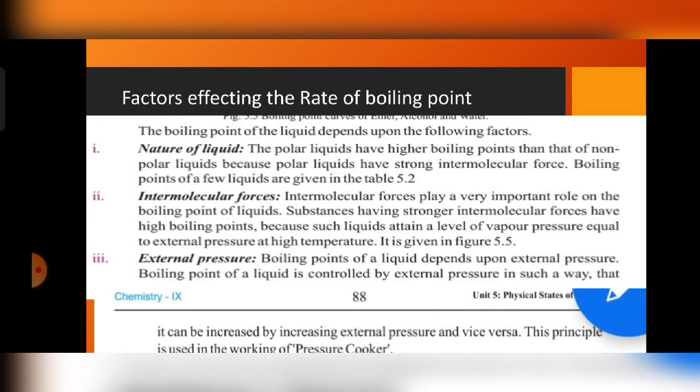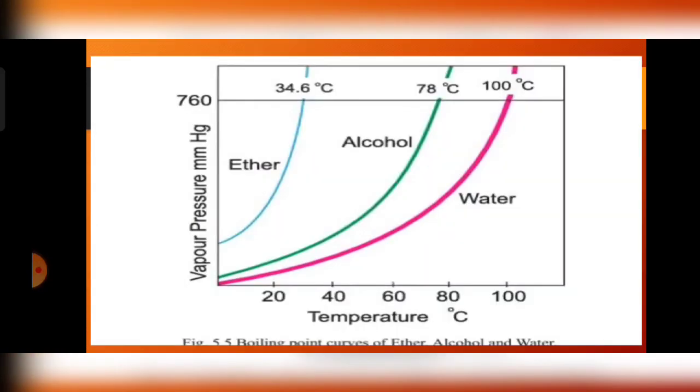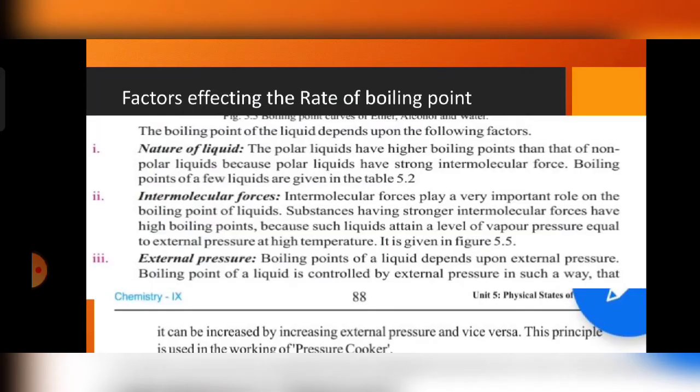Intermolecular forces play a very important role in the boiling point of liquids. Substances having stronger intermolecular forces have a high boiling point, because such liquids attain a level of vapor pressure equal to external pressure at a high temperature. It is given in the figure. And we know that water, due to hydrogen bonding, will attain vapor pressure equal to external pressure at 100 degrees Celsius, because it has stronger intermolecular forces, which is hydrogen bonding.